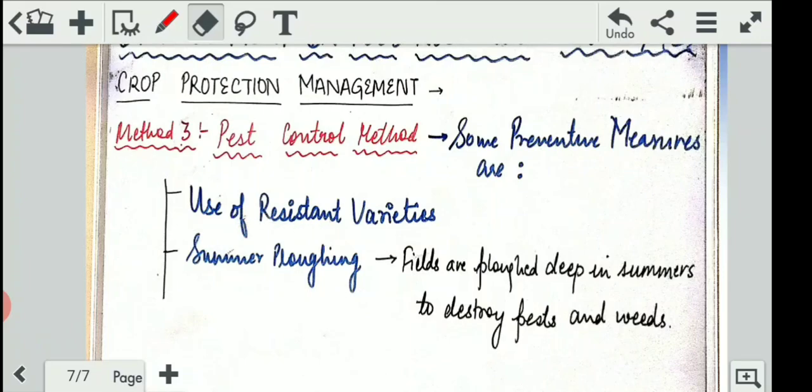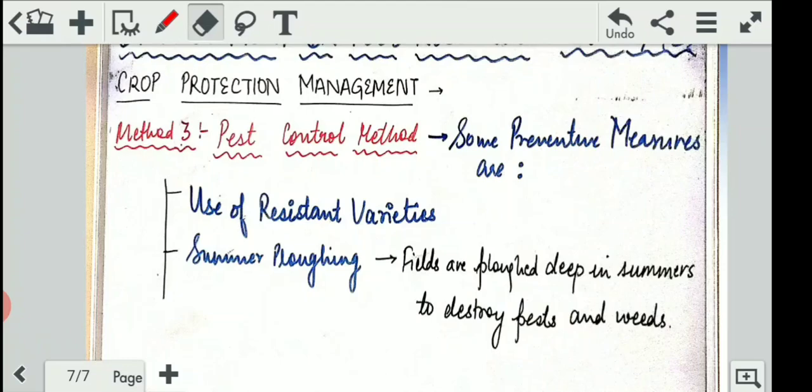Summer plowing means fields are plowed deep in the summer to destroy pests and weeds. अब ये summers में होता है कि when you plow the field, plow means उसकी खुदाई अच्छे से करी जाती है summers में, तो वो गर्मी के कारण ही वहाँ पे pest और weeds सारे मर जाते हैं. So this is how you can prevent the pests from growing.